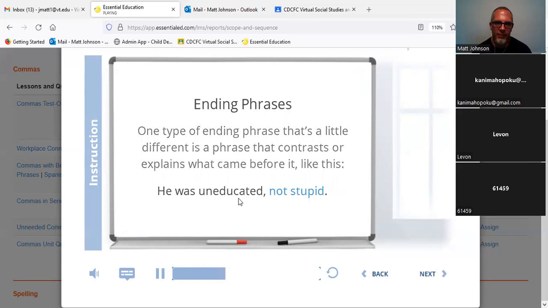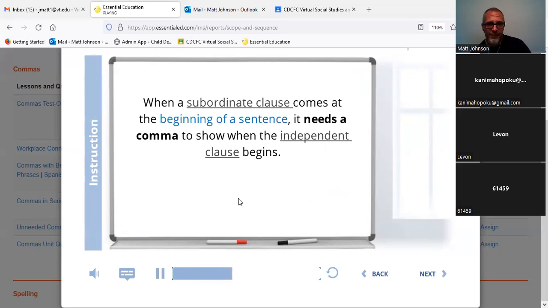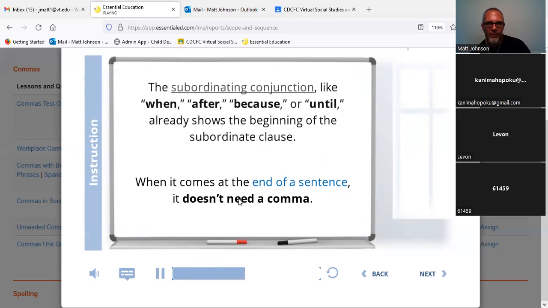Now, there's one difference between commas after introductory phrases and commas before ending phrases. When a subordinate clause comes at the beginning of a sentence, it needs a comma to show when the independent clause begins. But when it comes at the end of a sentence, it doesn't need a comma. That's because the subordinating conjunction, like when, after, because, or until, already shows the beginning of the subordinate clause. You don't need a comma.